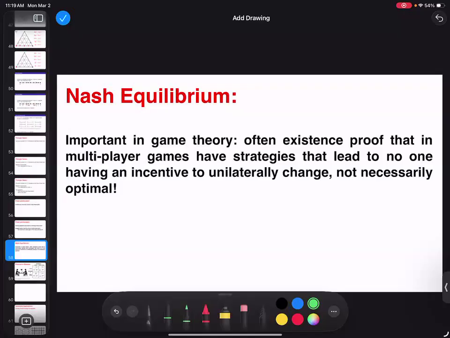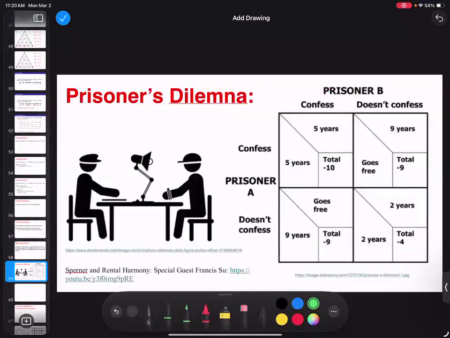And what he was able to prove is that in a lot of multiplayer games, you can be in a situation where no player has an incentive to unilaterally change their strategy. And unfortunately, what this means is you can get into situations where everybody would be in a much better spot if they could trust each other to move together. And so one of the most famous examples is the prisoner's paradox or the prisoner's dilemma. How many of you have seen this?